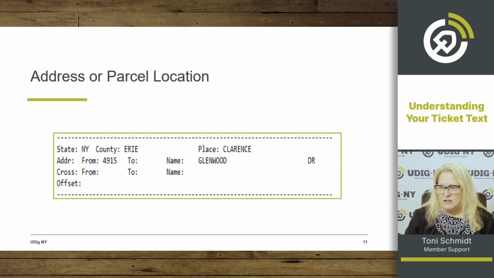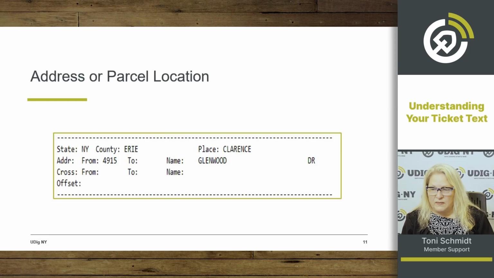So let's take a few minutes to review how to read the request when it's entered as an address, an intersection, or when the work is taking place from street to street. When an excavation is taking place at an address, the from field will be filled in with the parcel or the house number. For example, this excavation will be at 4915 Glenwood Drive in Erie County, town of Clarence.